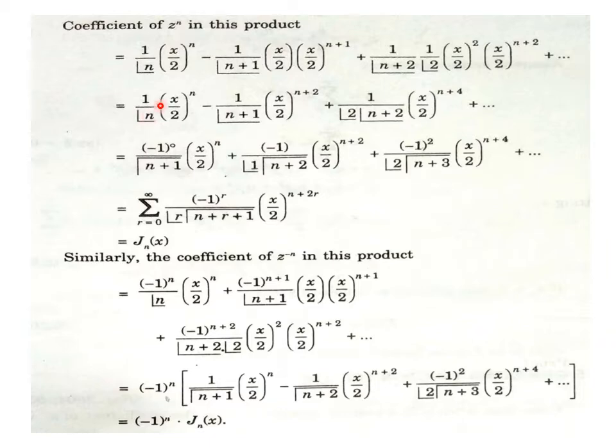Say x by 2 power of 1 and n plus 1 means x by 2 power n plus 2, and x by 2 whole square and power n plus 2 collected together. Then we are modifying it: that 1 is known as minus 1 power 0, minus 1 is minus 1 power 1, then plus 1 is minus 1 power 2. So that is minus 1 power increasing continuously as it is shown.